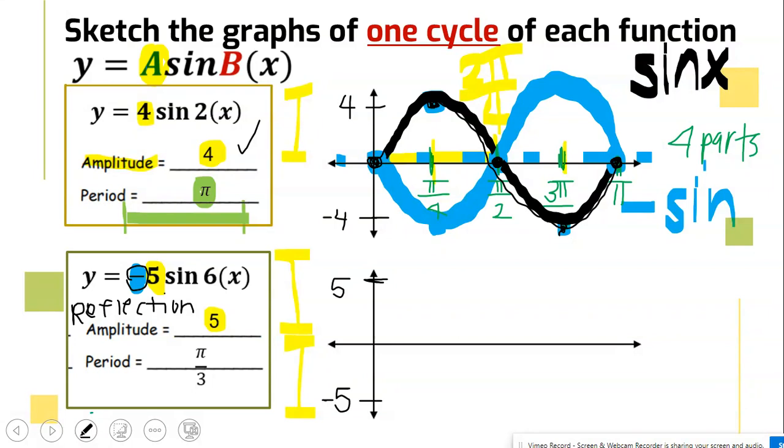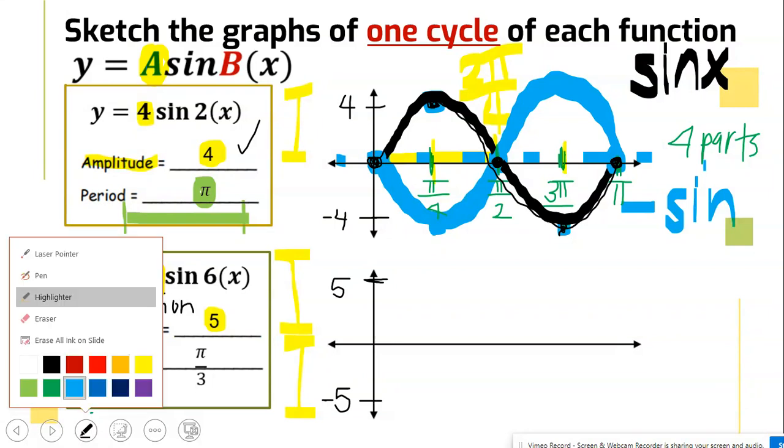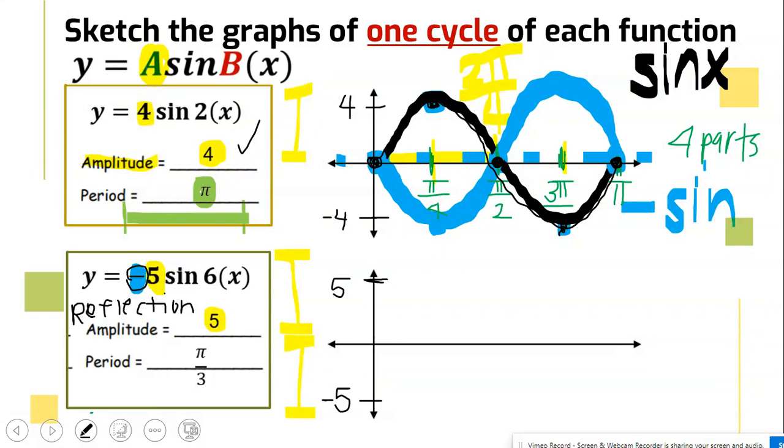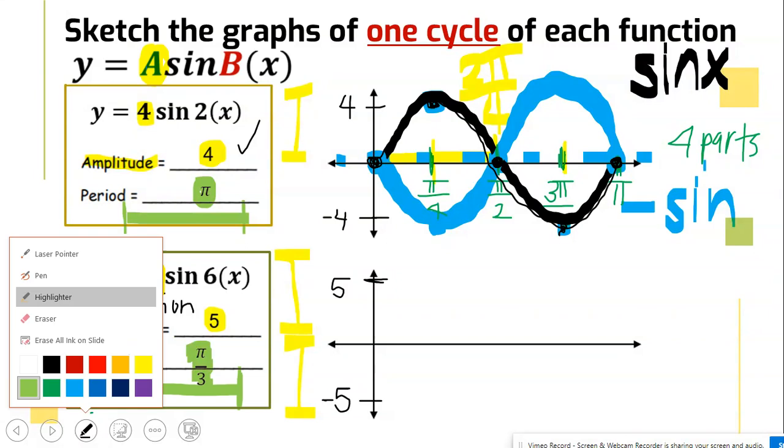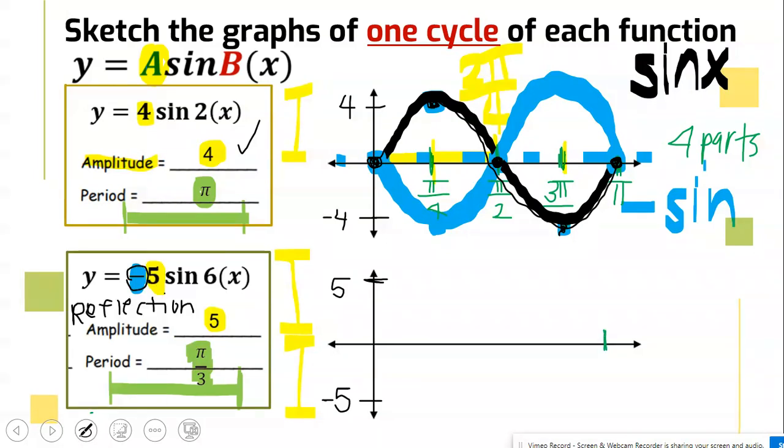Now, before I can add in that reflection, though, I need to have my x-axis labeled. So that means that we are going to need to account for the period. The period length says that it's pi over 3. And again, we're going to start by just labeling all the way down here pi over 3. Whatever the period is, that's going to be the farthest right on the x-axis. Then we're going to cut it into 4 equal parts.